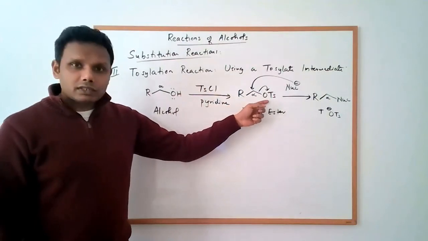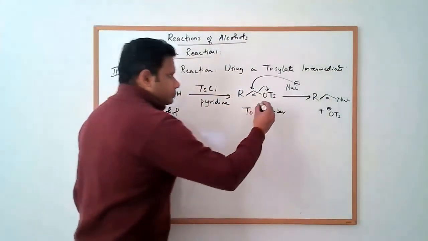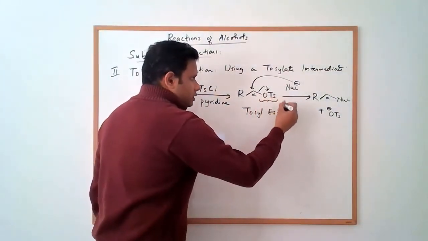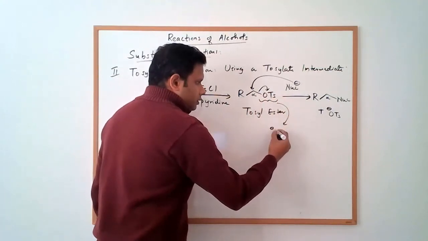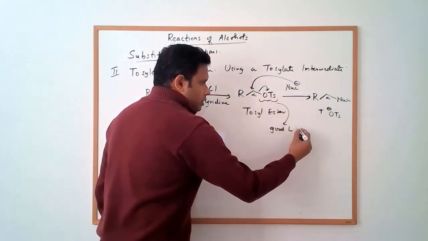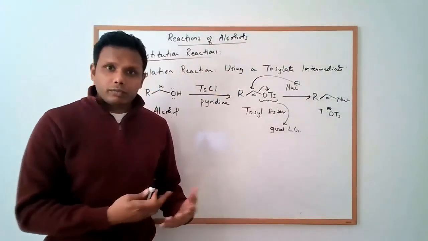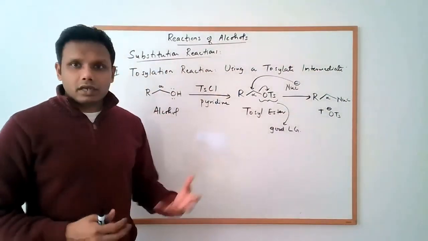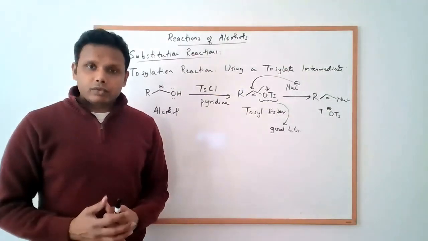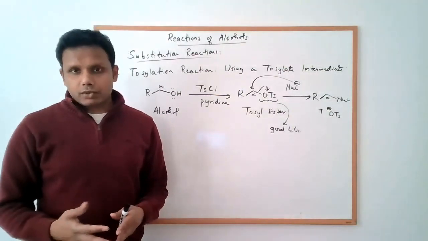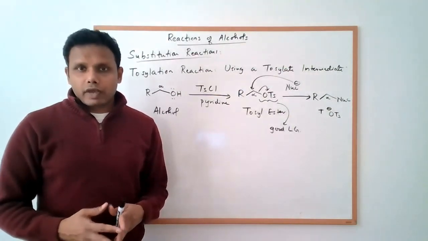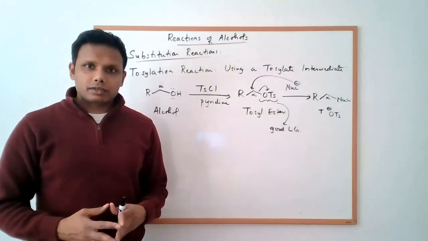And then once you've synthesized the tosyl ester, remember that this tosyl group is a good leaving group, so it behaves like a halogen. So I hope these reactions help. And in the next video, we're going to start looking at the elimination reactions that involve alcohols as starting materials.